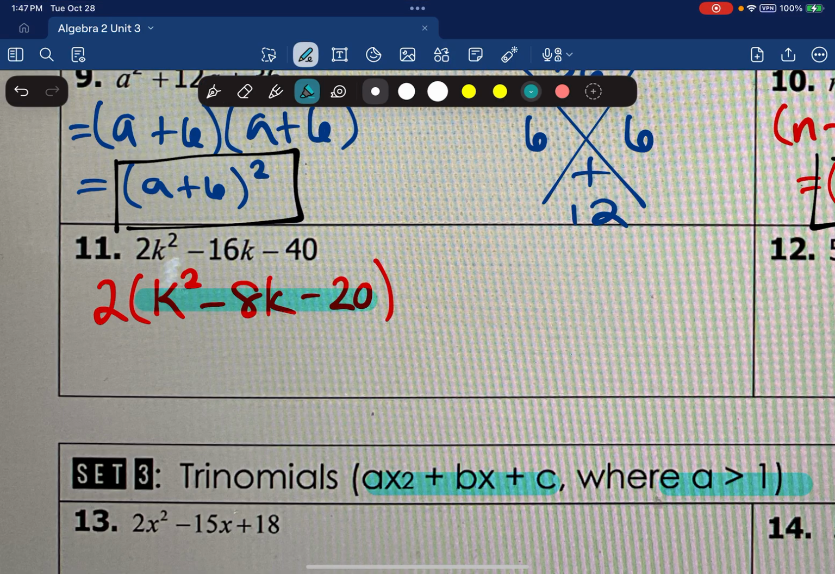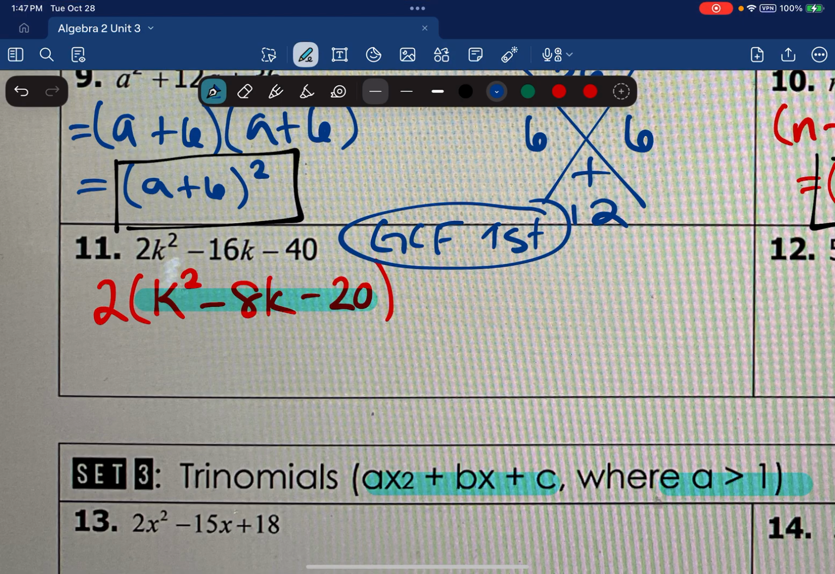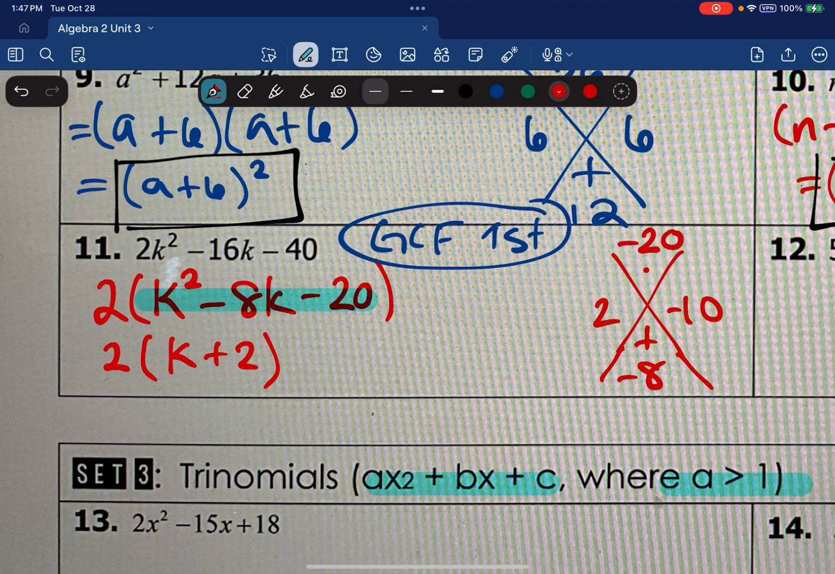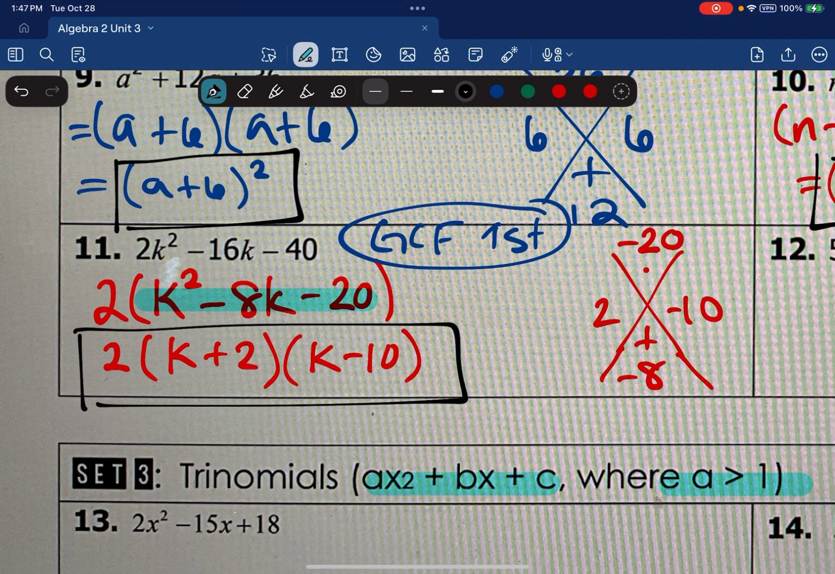Now that I have the greatest common factor factored out, we did GCF first, I'm then going to look at what are two numbers that will multiply to be c, our new c, and add to be negative 8, our factored trinomial. So two numbers, 2 and 10. 10 would have to be negative to get a negative 8. So when I factor out a greatest common factor, that stays out front. And then I'm going to have k plus 2 times k minus 10. And this is my factored form.